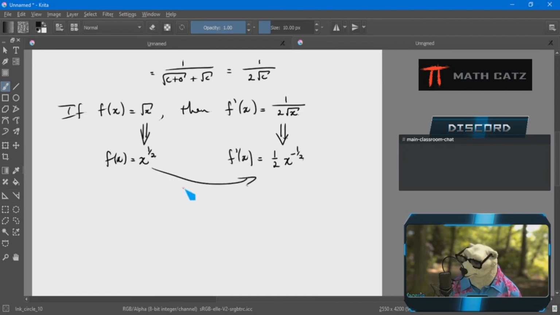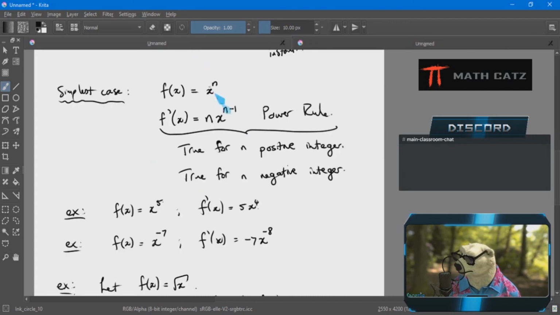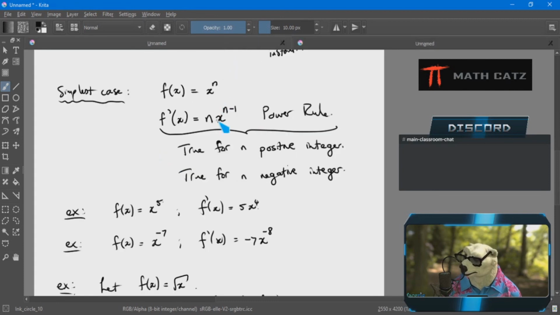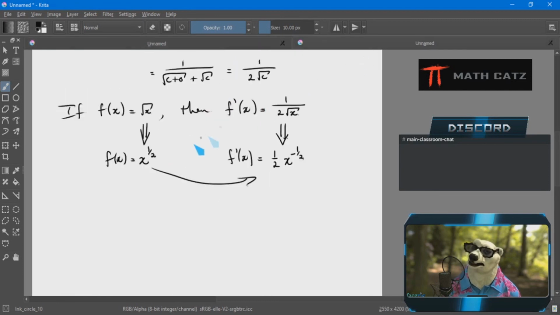Now, what would the power rule suggest? The power rule says take the power of x and move it to the front. Okay, the power of x was 1/2. It is at the front now. And then the new power of x is 1 less. Well, 1/2, what it was originally, minus 1 is negative 1/2. So the power rule works in the sense that following the power rule gets me to the derivative function as well.